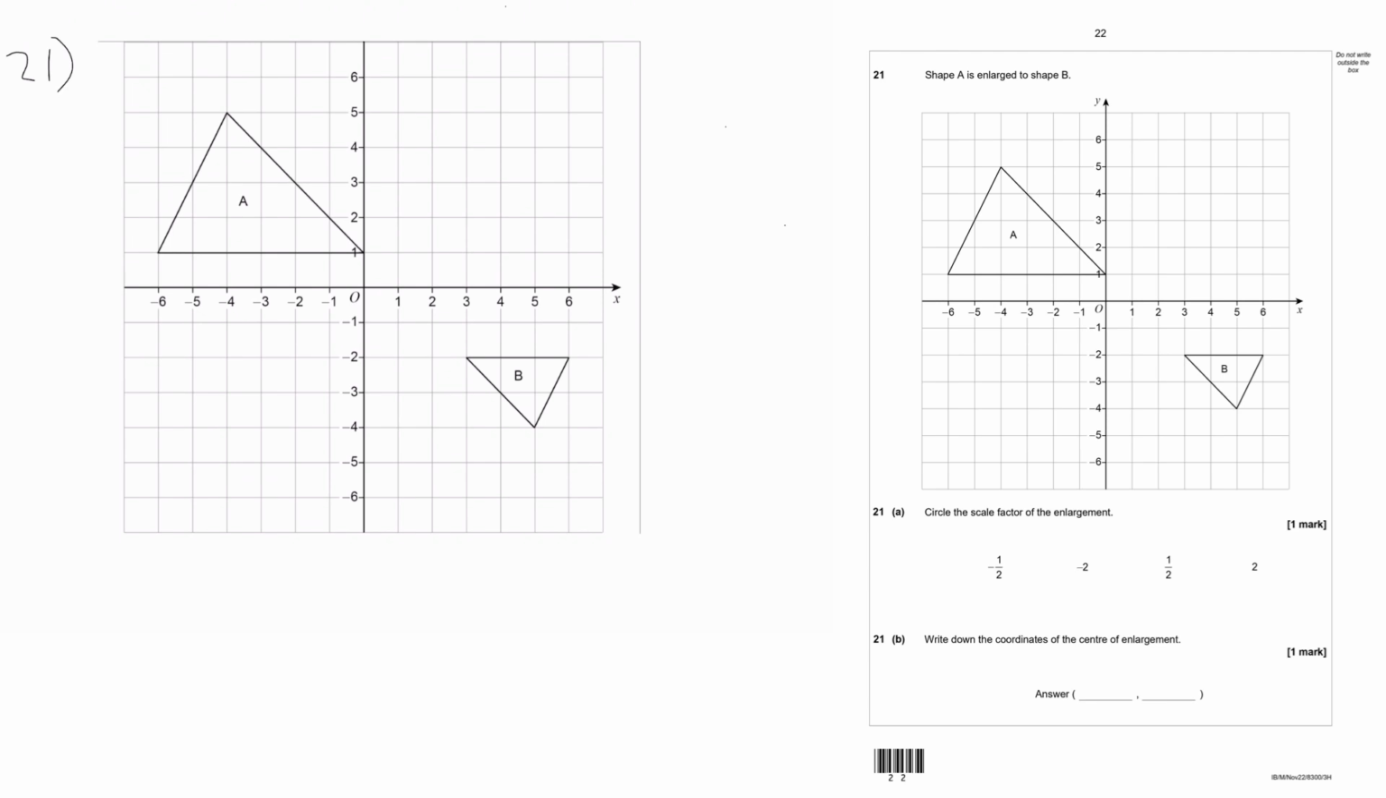So moving on to question 21. And we're given the following pair of triangles, and we're told to work out or circle the scale factor of the enlargement. So what I'm going to quickly do here is label the vertices of this triangle. So I'm going to call them A, B, and C. And then I'm going to label the corresponding points on B as well. So we can see that this is going to be point A, and therefore this will be point C, and this will be point B.